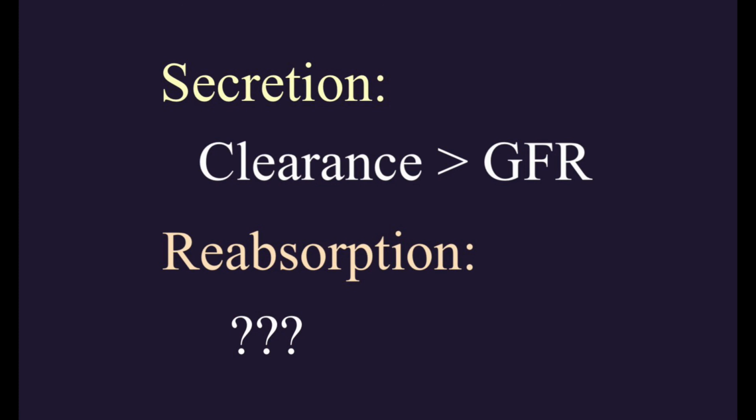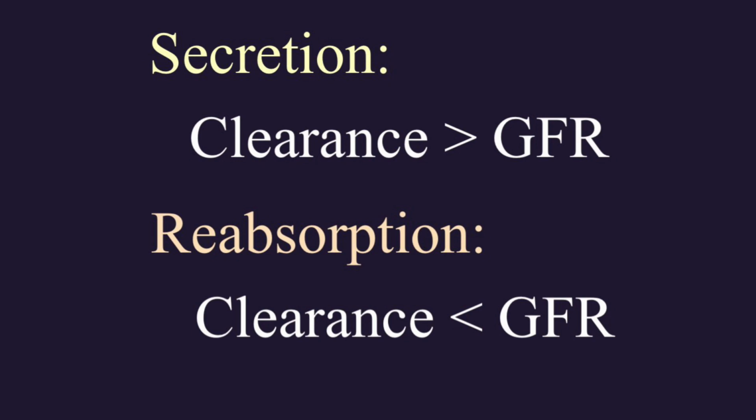Can you tell me what it would look like if we reabsorbed a substance? So if we reabsorb amino acids, then the clearance of those amino acids would be lower than GFR. We are filtering more amino acids than we are excreting, because we need to reabsorb those amino acids in order to keep them in our body.